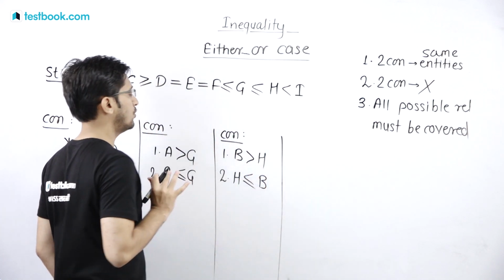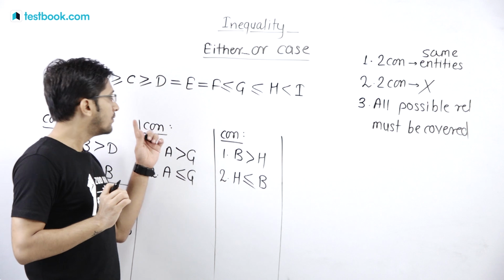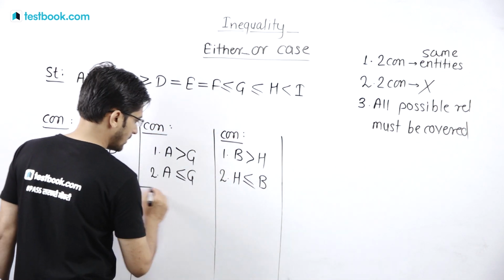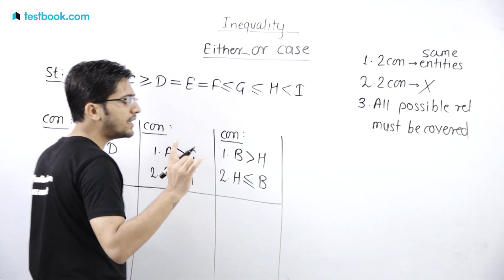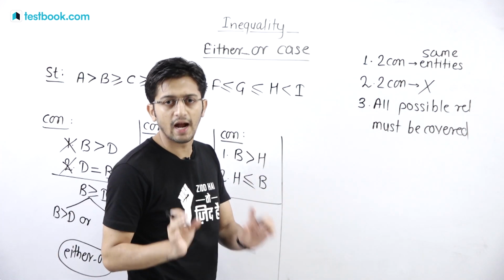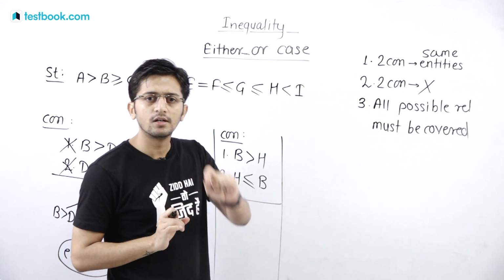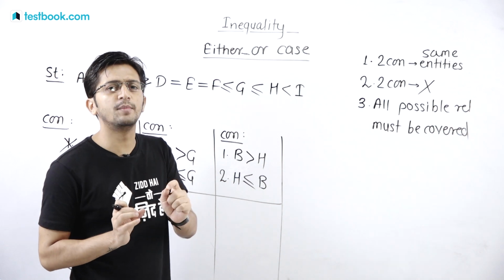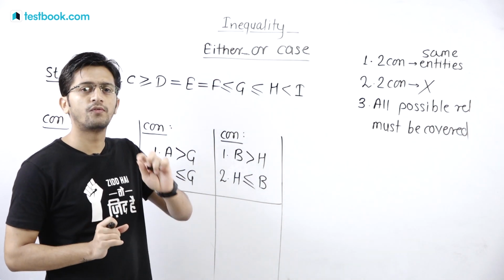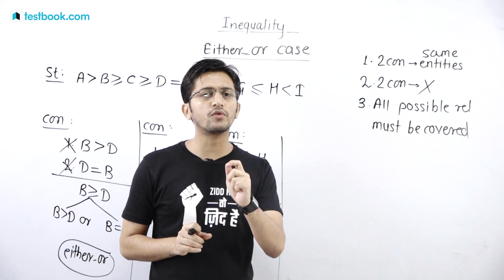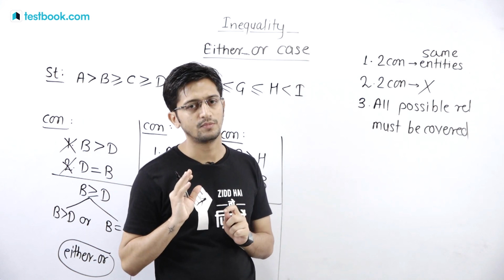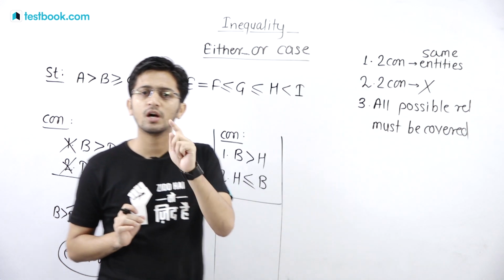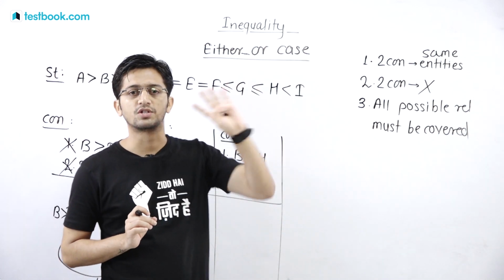These are the 3 conclusions, and now we have to check for both the sets. First of all, in any question of inequality and syllogism, we'll check whether there are any 2 conclusions which have same entities or not. This would be the first task in any question of inequality and syllogism, because the first condition remains same for either or in inequality and syllogism as well.